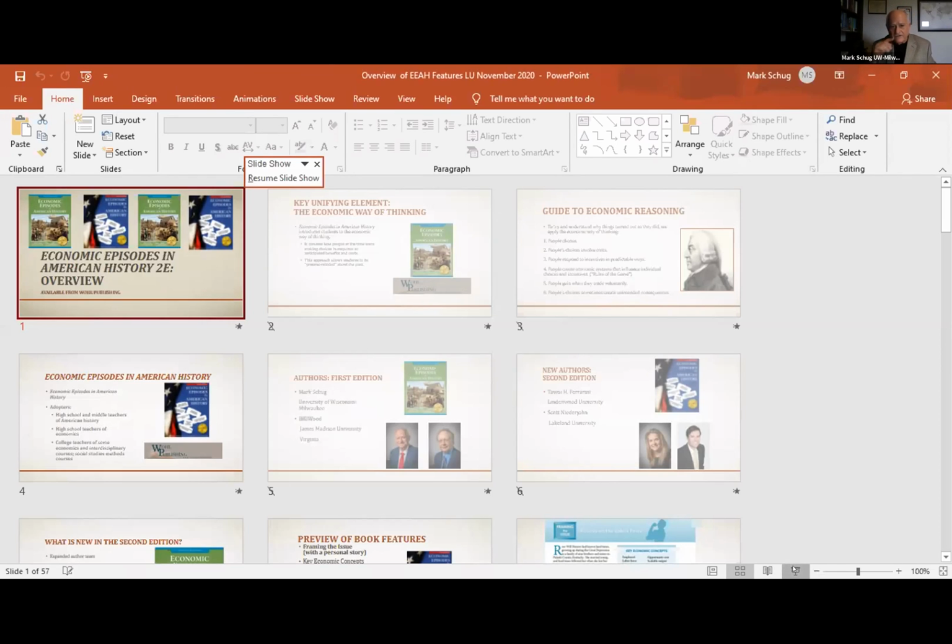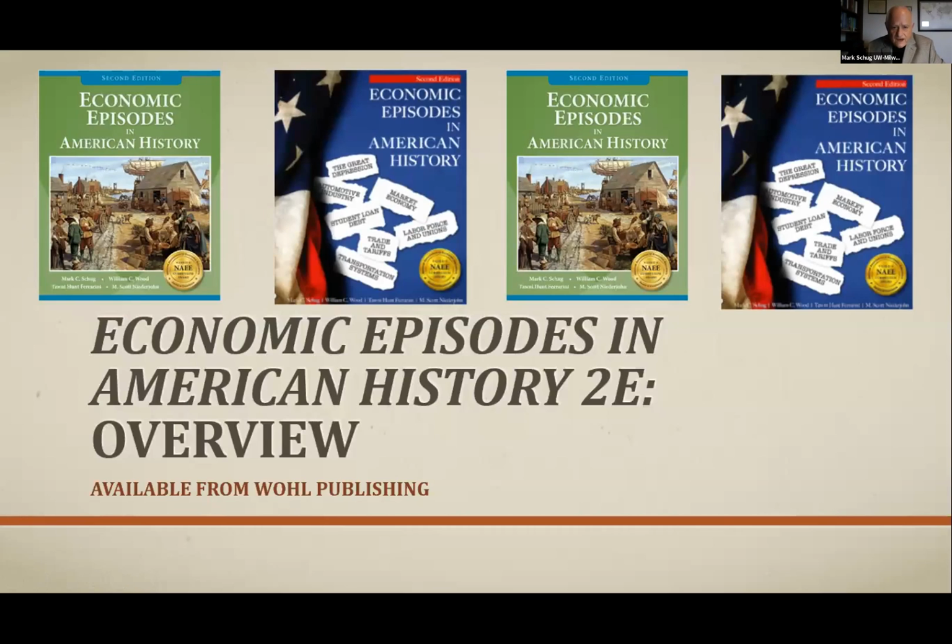All right. So we're going to do a little overview of the book, the Economic Episodes of American History book. And apparently you're getting the red, white, and blue book. Apparently we've run out of the Jamestown. It's a long story, but the second edition has done kind of well. And we did a redesign on the book to make it a little bolder, although I still like my Jamestown scene quite a lot.